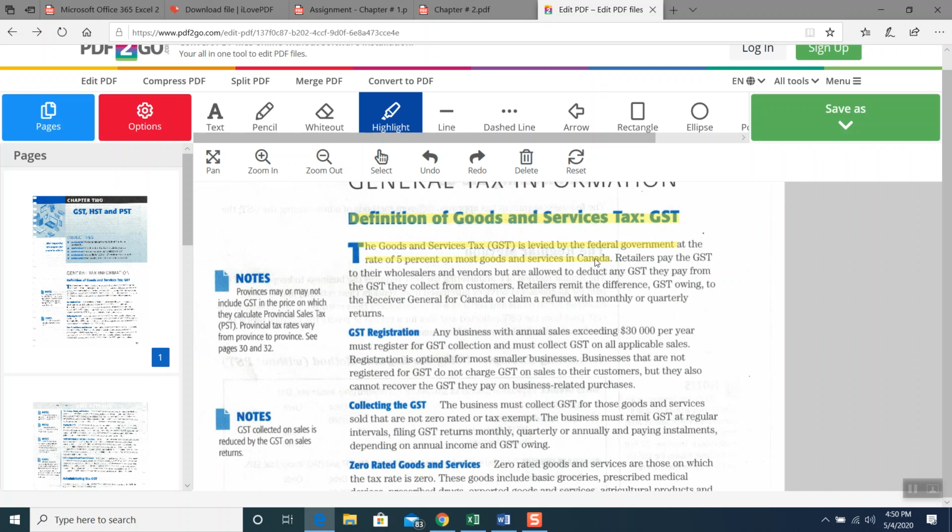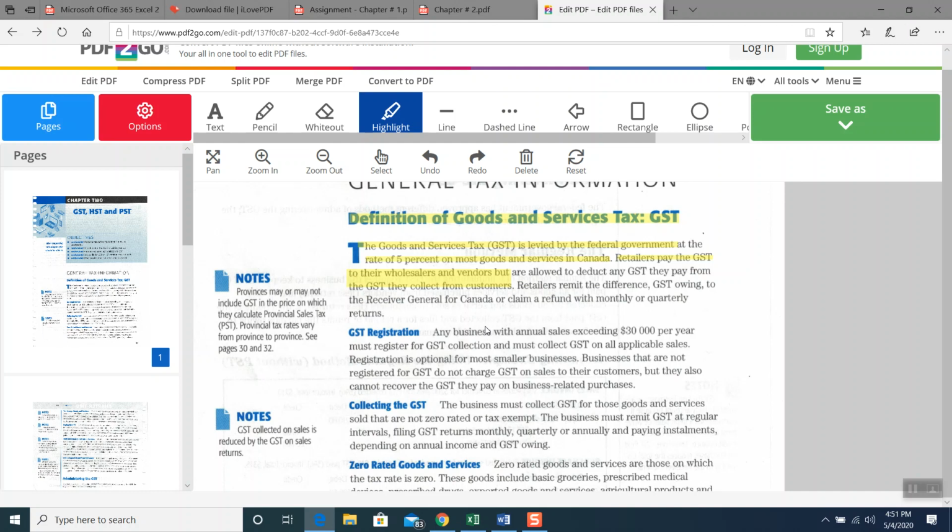Next one. Retailers pay the GST to their wholesalers and vendors, but are allowed to deduct any GST they pay from the GST they collect from the customers. Now, who receives this tax?